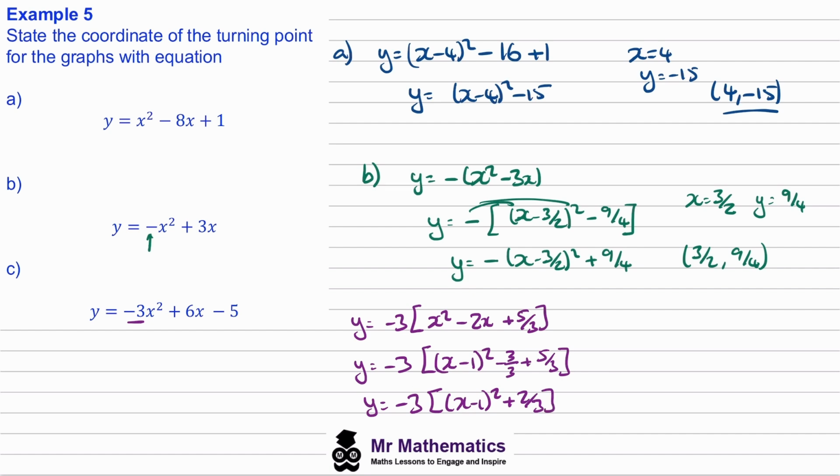Now we'll expand out this bracket. So y will equal negative 3 lots of x minus 1 squared. This term will be negative and the 3's will cancel. So minus 2. Our turning point will be at 1 and negative 2.